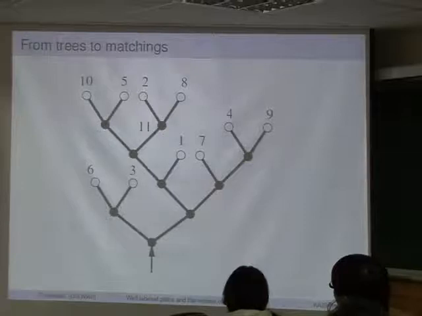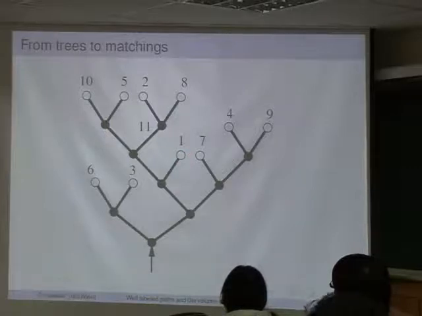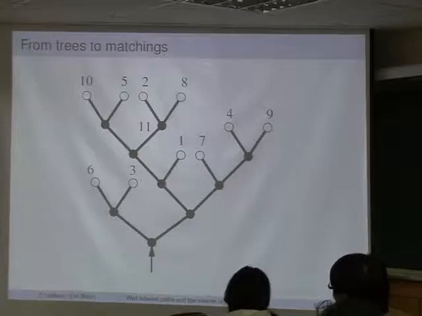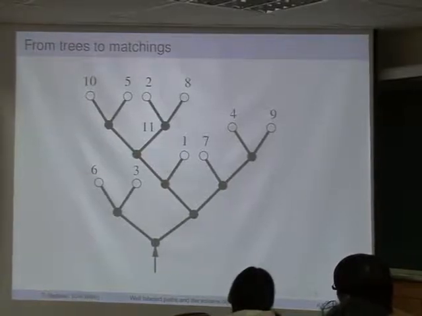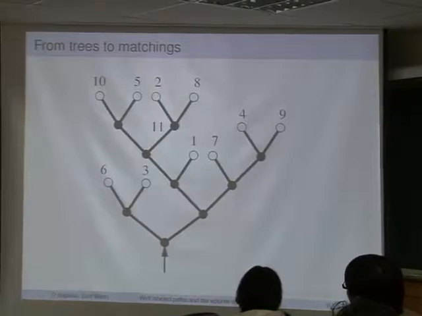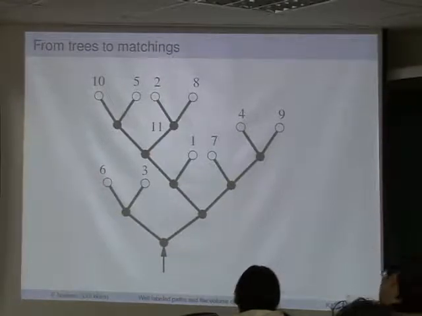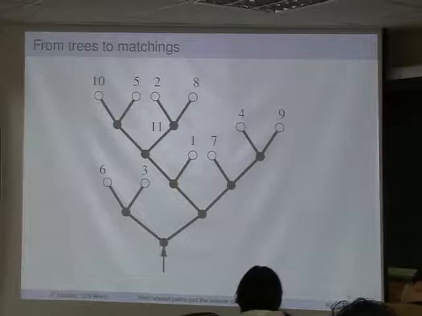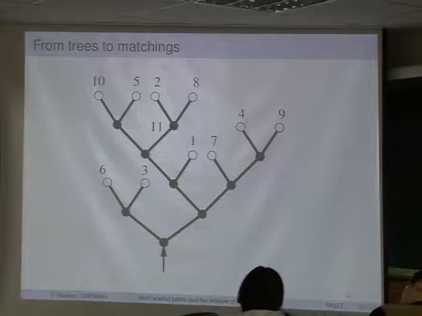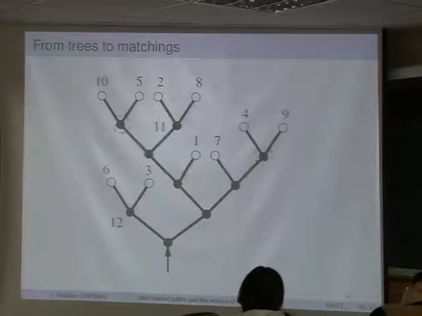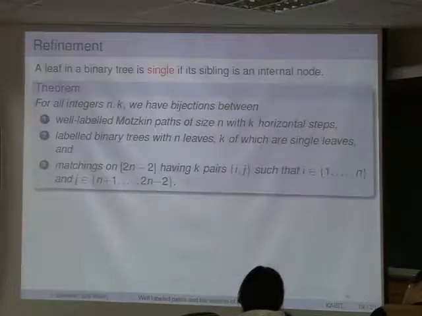But if you look at the next bijection, single leaves have labels between 1 and n. And the fact that they are single means that their brother is an internal node, so its label will be more than n, between n plus 1 and 2n minus 2. This means that horizontal steps will correspond to pairs in the matchings such that one of the integers is smaller or equal to n, and the other one is greater than n. So that's what I had written here.